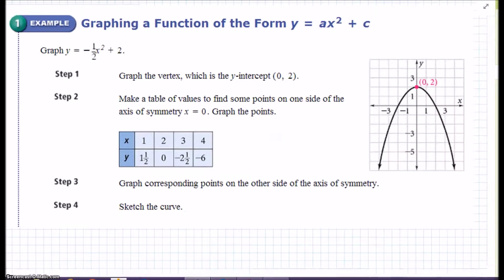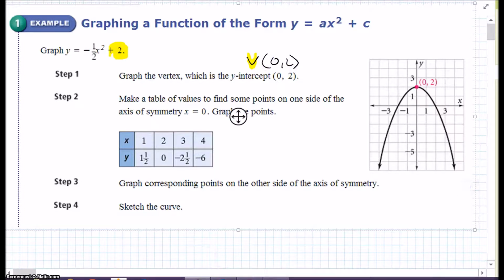So how do we graph a function in the form of y equals ax squared plus c? Well, we graph this equation. The first step is graph the vertex, which is going to be 0, and the y-intercept is 2. So that's easy enough. The vertex for us is 0, 2. We can plot that, as you can see on the picture on the right.